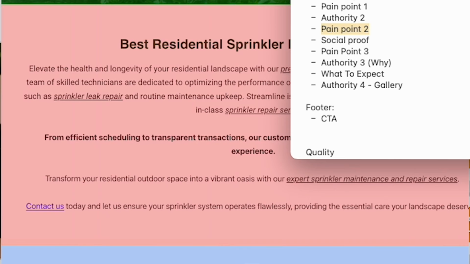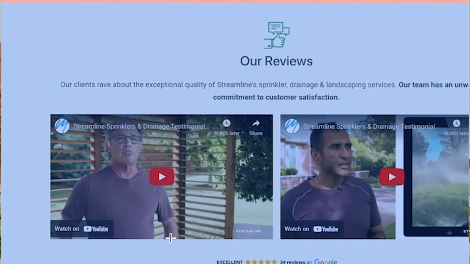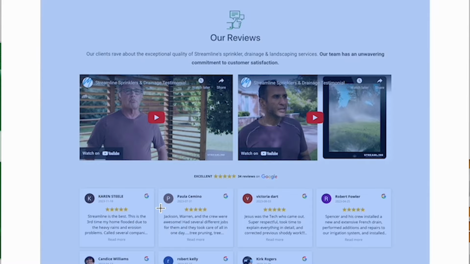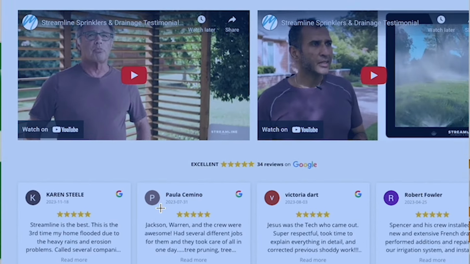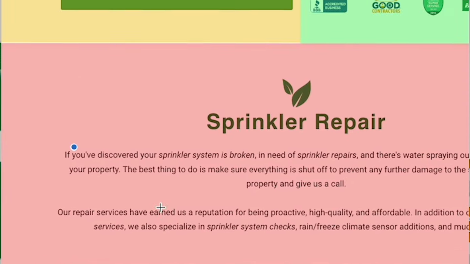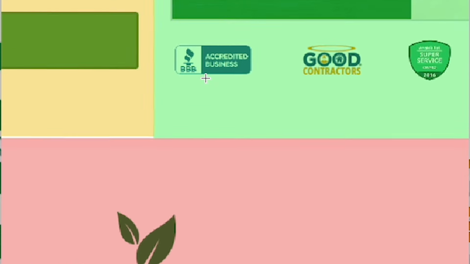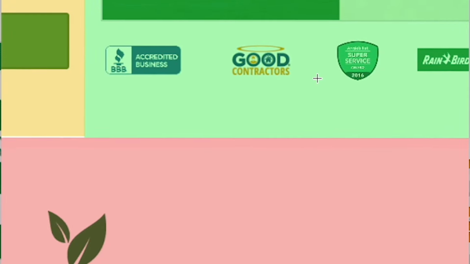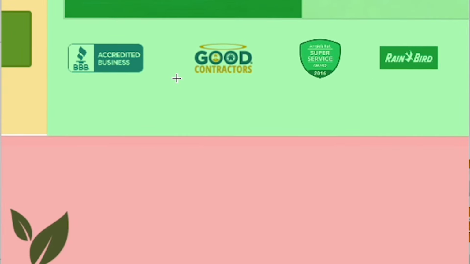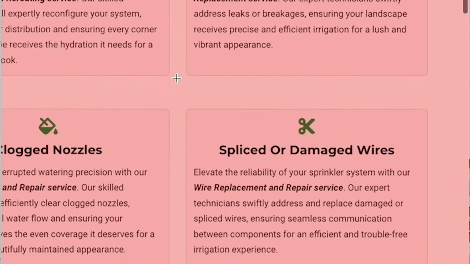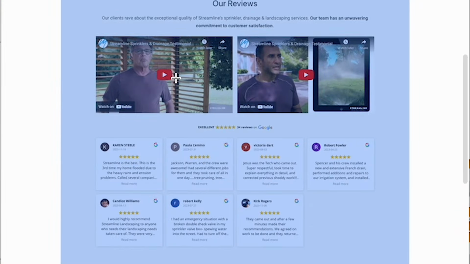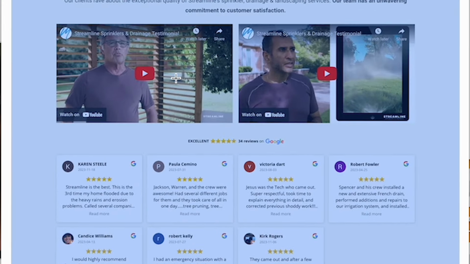So now at this point, this person's seeing the authority and the pain point addressed twice, and now we're going to wrap it up with some social proof. So the next section is going to be social proof, and that can be anything from awards or accreditations. So right here, back at the top, you can see there's also badges, accredited business, good contractors. So this can also be a form of social proof as well, but it's mainly in the form of reviews. So what other peers are saying about this service or this business.